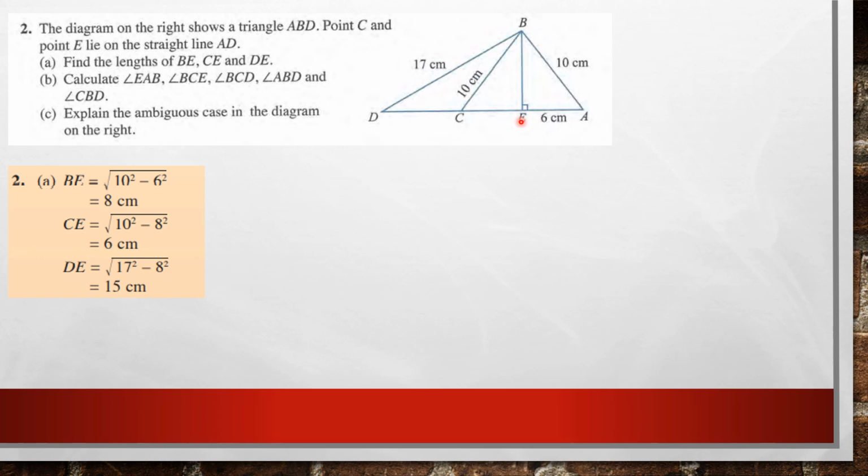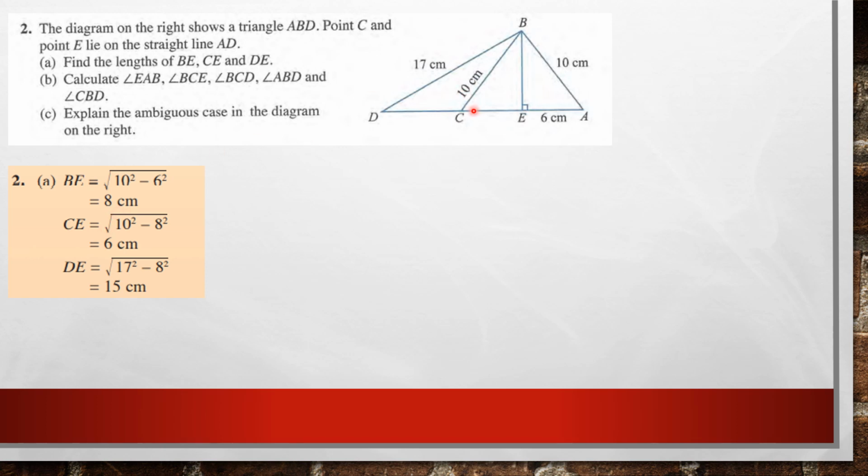So you know the length of AE and also AB, so we can use Pythagoras theorem to solve this question. We take the longest side, that is 10. 10 squared minus one of the short sides, 6 squared. So we square root it, we get 8.